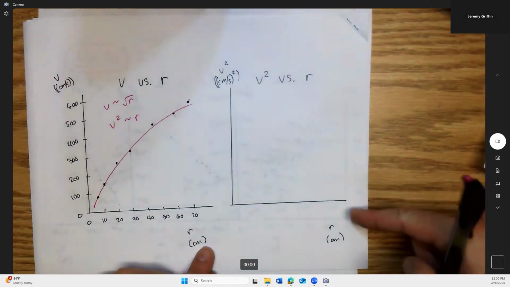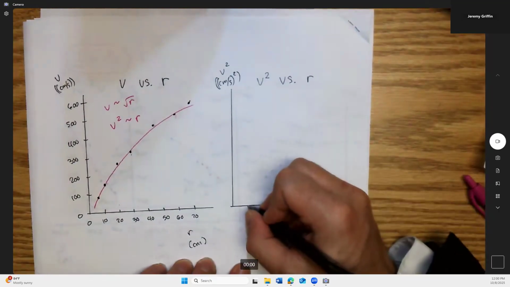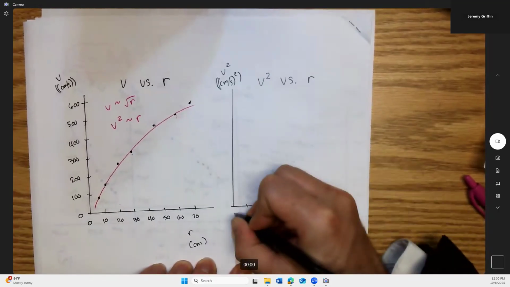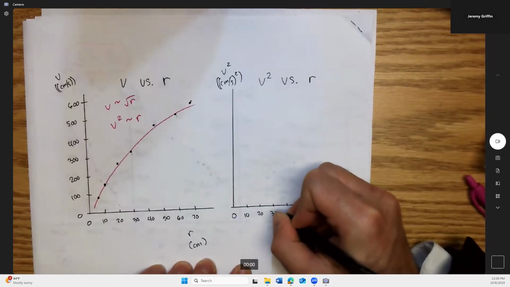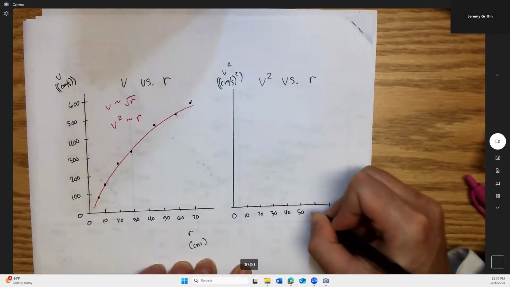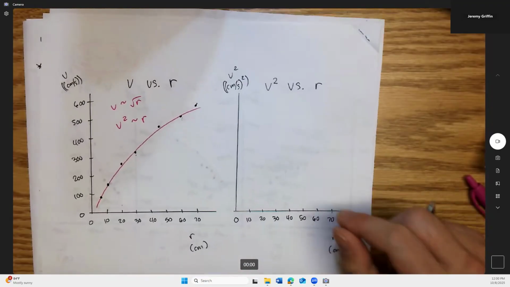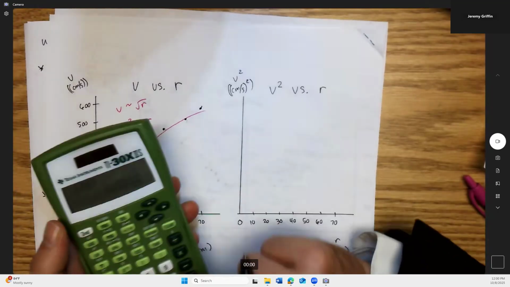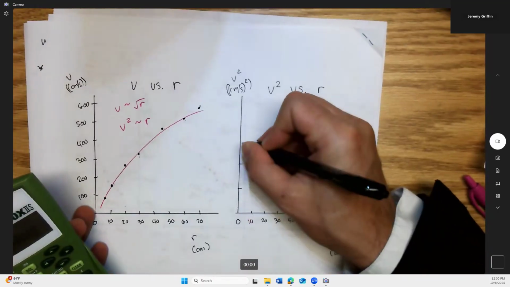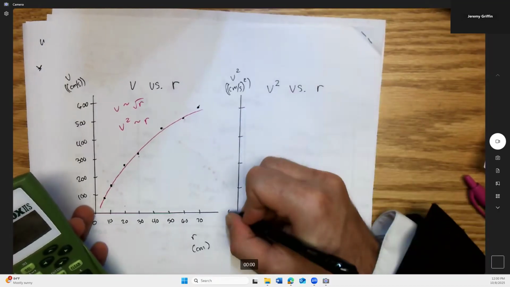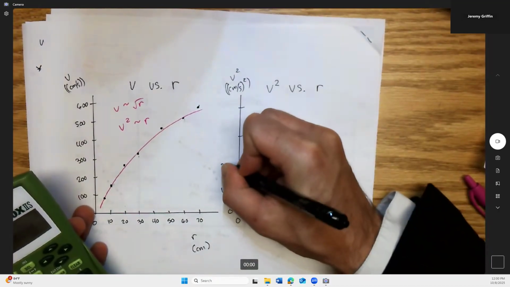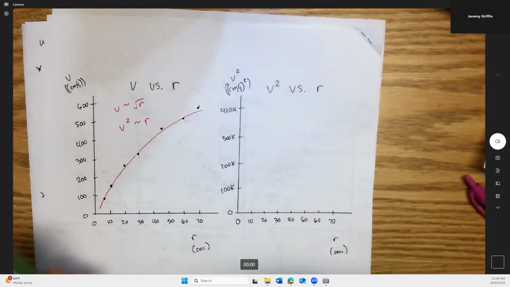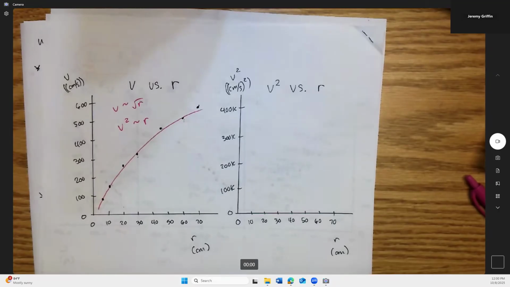So I'll keep the radius axis the same as before: 0, 10, 20, 30, 40, 50, 60, 70. And then for the speeds, if I take 600 squared, that's like 360,000. Let's go 0, 100,000, 200,000, 300,000, 400,000. Okay. All right.